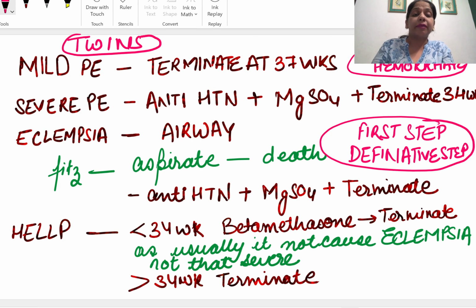We don't give magnesium sulfate because the tendency of eclampsia is very, very less in mild, so we don't give magnesium sulfate. The role of antihypertensive is controversial, so we have to terminate at 37 weeks. Okay, so what is the gestation where we have to terminate? We have to terminate at 37 weeks. In severe preeclampsia, we have to give antihypertensive, magnesium sulfate, and we have to terminate at 34 weeks.